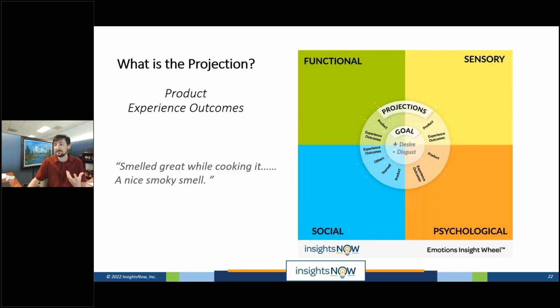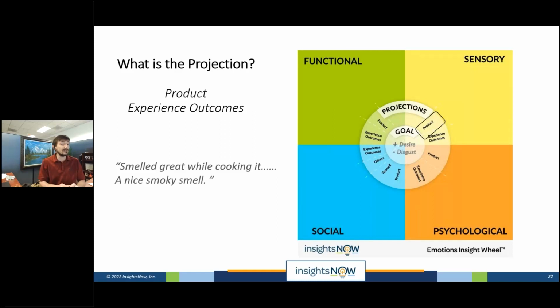So what is the projection? Is it the experience as a whole, or is it an element of the product? This is actually tricky for most people to think through because everything sounds like an experience and everything sounds like a product attribute. The way I help people think through this is to say, if it's about a specific quality of the product, like just the smell of the product, that's not the whole experience. It doesn't include all elements of that entire experience. It's just one aspect. You're most likely talking about a product element.